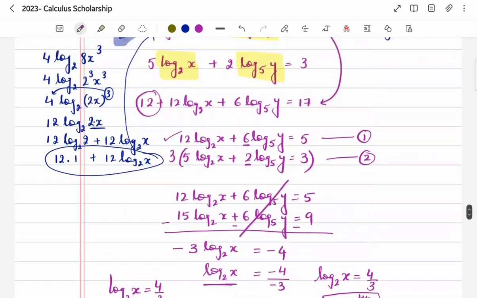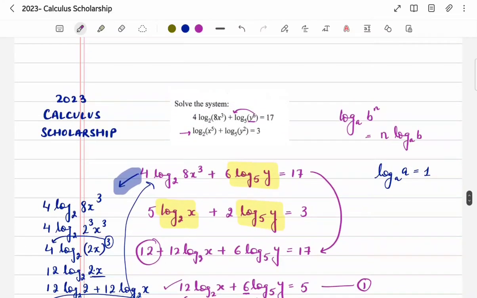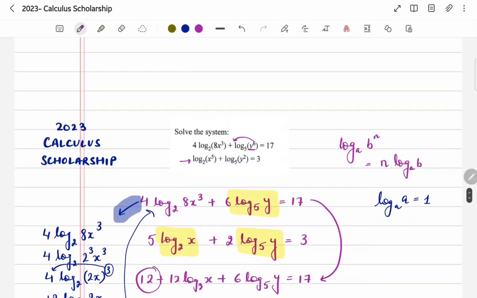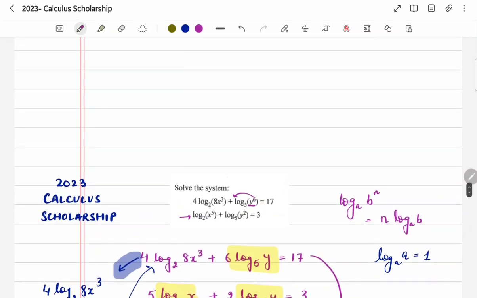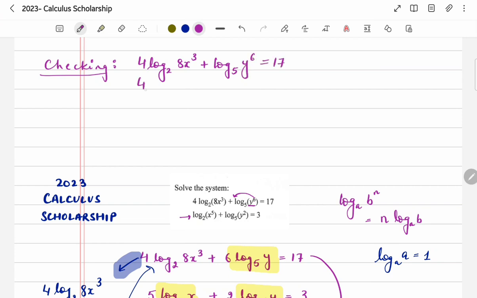Right? So I'll just show you what I'm saying. So here the equation is 4 log. I'm just going to do it up here. So this is our checking. Right? We are checking if we have got the correct answer or not. So it's 4 log base 2 of 8x cubed, and we just have to do any one. Right? You can do any one. You can do the second equation if that feels better. I'm just taking the first one. Doesn't matter.